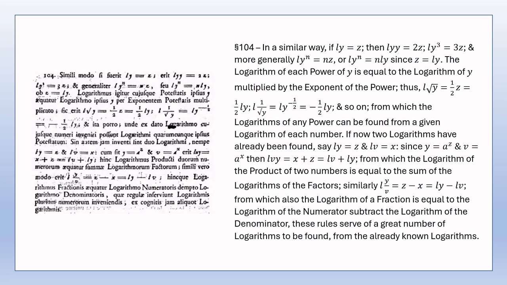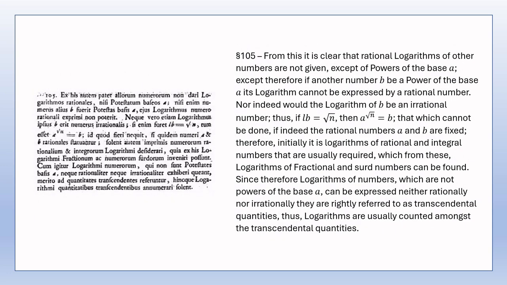On the screen now is the text of section 104 from Euler's original work in Latin on the left, along with my attempted translation of it on the right. And Euler goes on to show in section 105 of chapter 6 that logarithmic functions are transcendental functions.